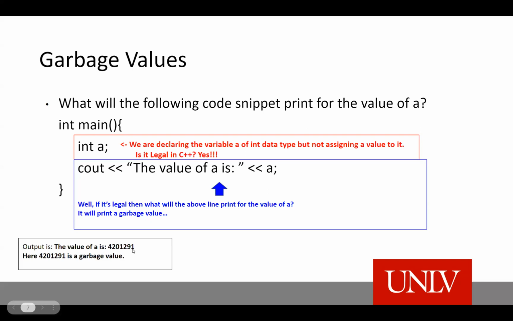So the takeaway is that if you simply declare a variable of integer type, and you don't assign it any value, and you try to print it, it's going to throw some garbage value at us. So that's what a garbage value is. It's some random value, and we haven't set it in our program.